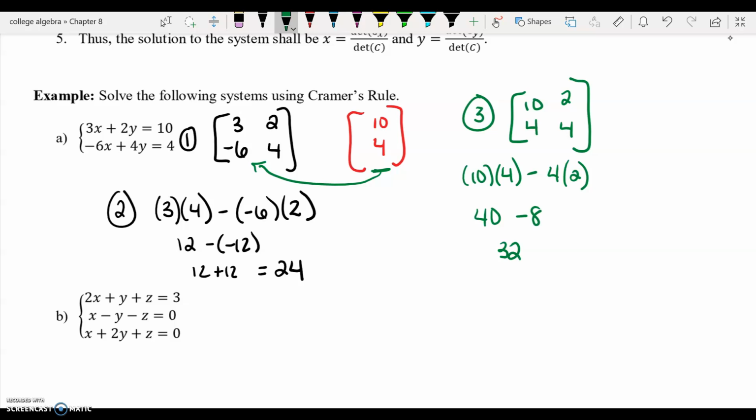You take your determinant and you divide it by the determinant that you found of the original coefficient matrix. And that's going to be the answer for the x one. So in this case, it ends up being 4/3.